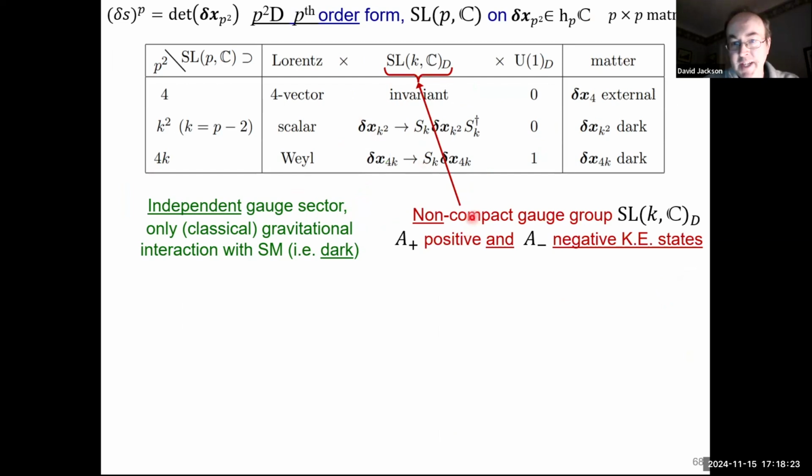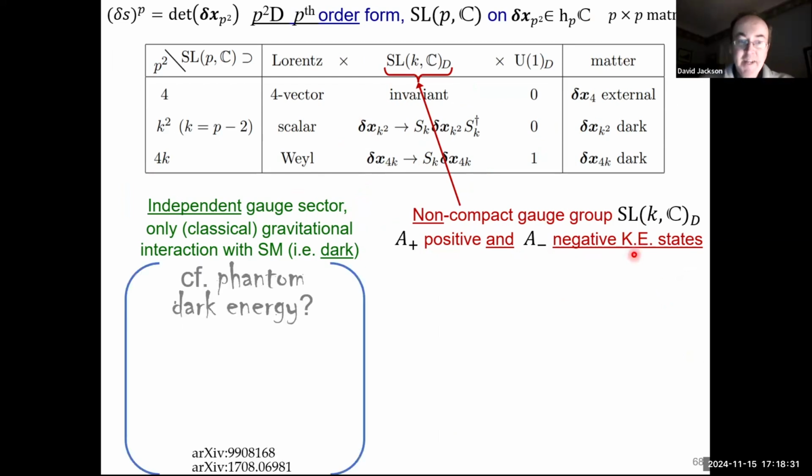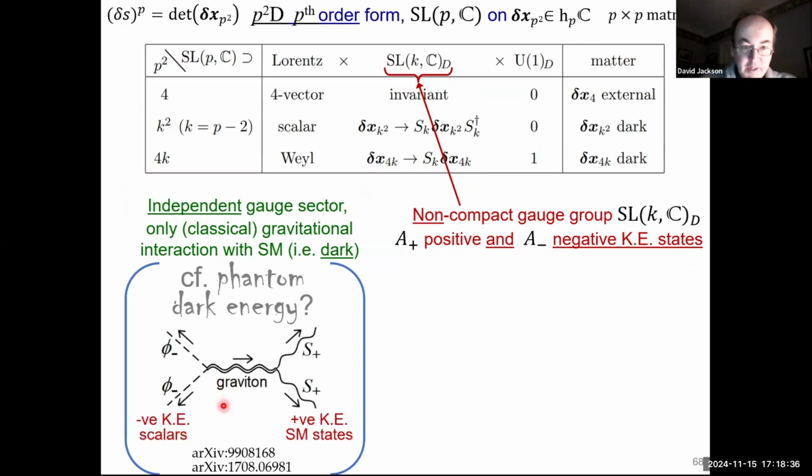Right, so this is what you're saying, right? This non-compact gauge group has positive and negative kinetic energy states, right? Right. So the idea is that in phantom dark energy, that can be worrying, because there you have these negative energy scalars, and they can interact with positive energy Standard Model states through graviton exchange.